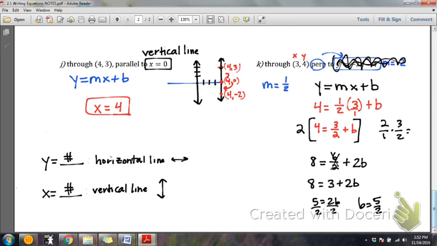Do not give me a decimal value. Now, this was only part of the problem. I needed to find b, and I need to use my m to write my equation. If you put 2 and 1/2 instead, that would be okay, but I would prefer you to just leave it as 5 over 2. So what is my finished equation here, CJ? If m is 1/2 and b is 5 over 2, what's my finished equation?